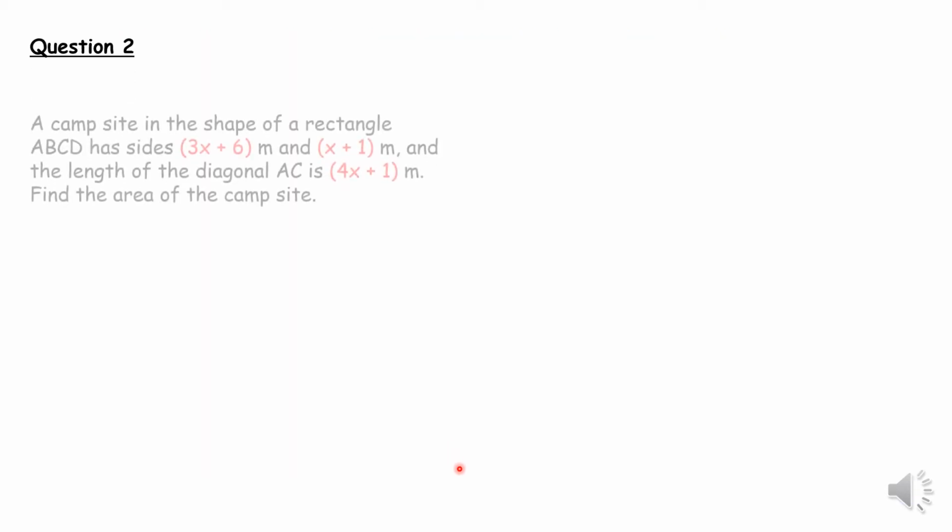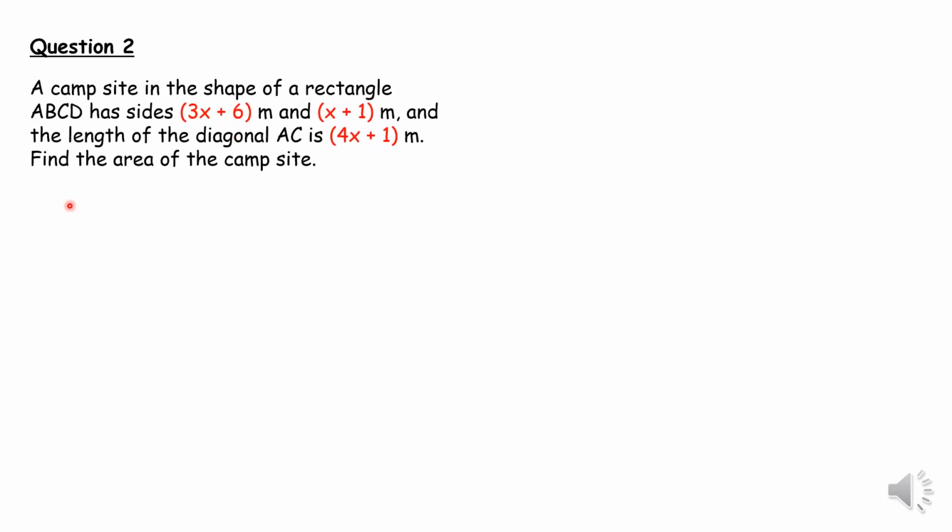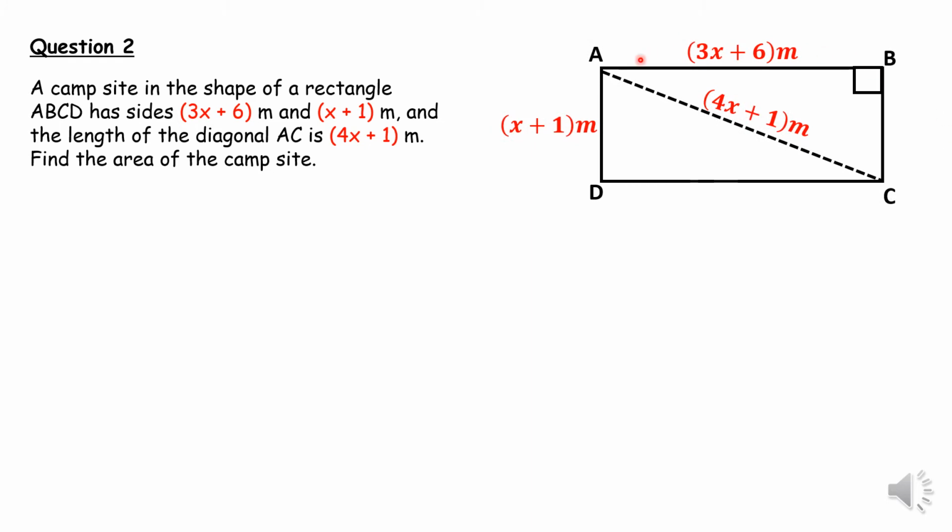All right, let's look at the second question. Very similar to the first, but here you are supposed to find the area. So you have a rectangle again with some sides given to you. You do exactly the same thing as before. First you calculate the value of x. After calculating the value of x, we're going to calculate the area of the rectangle. The area of the rectangle is found by multiplying the length times the height, or breadth or width, whatever you want to call it.